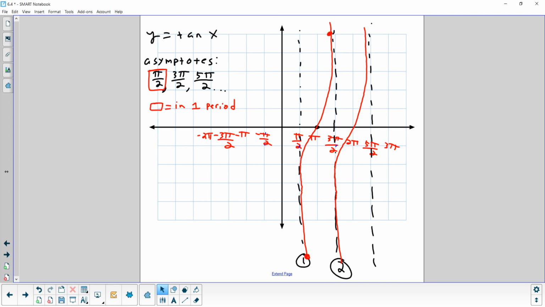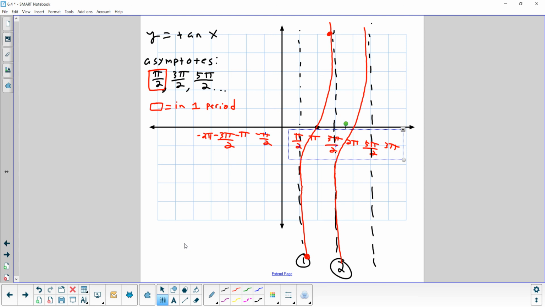So a couple things we don't really talk about anymore here is amplitude. Amplitude is the distance from the center line of the graph to a maximum. Well, tangent doesn't have a maximum. It goes to infinity. It doesn't have a minimum either. So we won't really talk about amplitude anymore. We can still talk about the period length. And that might be something to kind of look at.